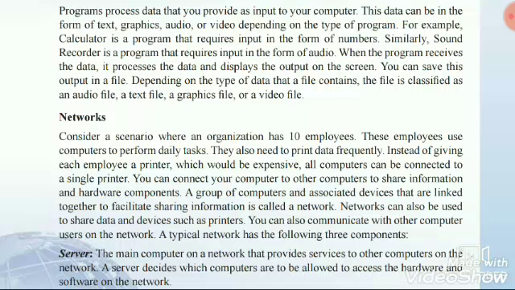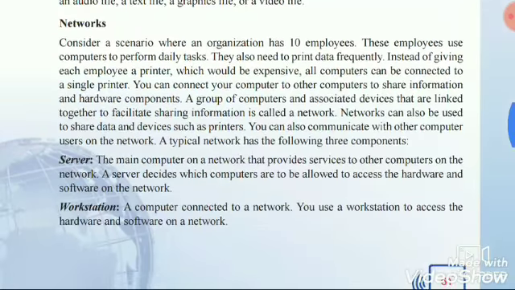Networks can also be used to share data and devices such as printers. We can also communicate with other computer users on the network. A typical network has the following three components. First is the server, which provides the service and produces the data for other computers and also gives access to the hardware and software of the network. Then the workstation, a computer connected to a network. You use a workstation to access the hardware and software on a network.